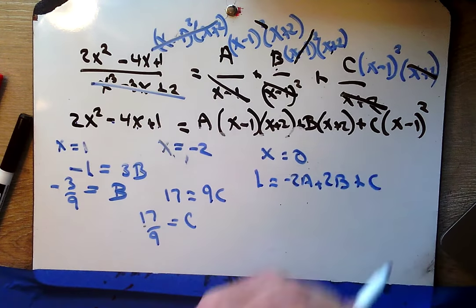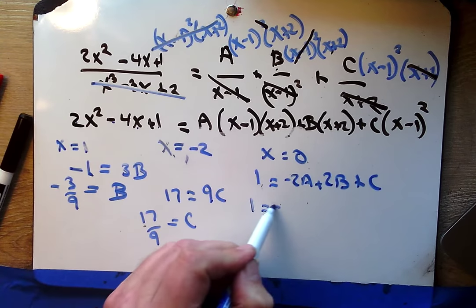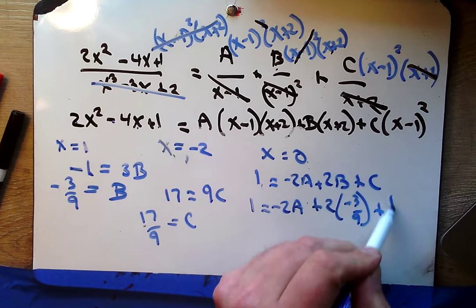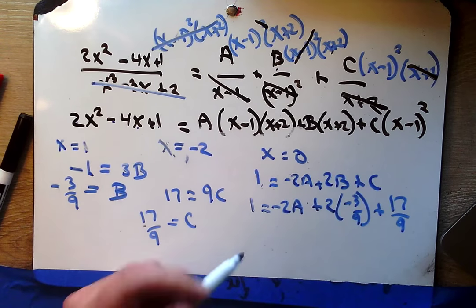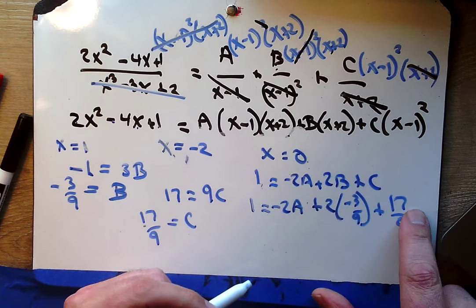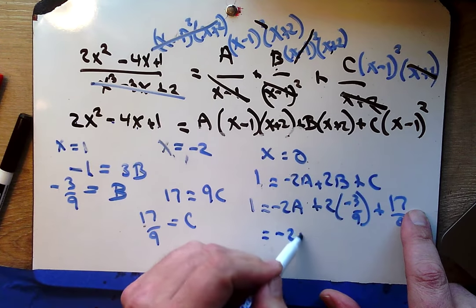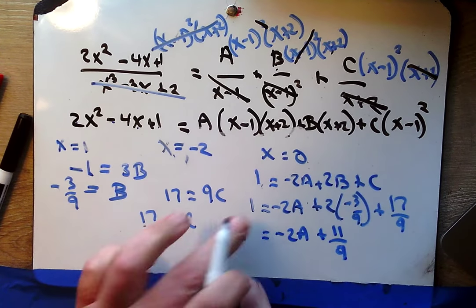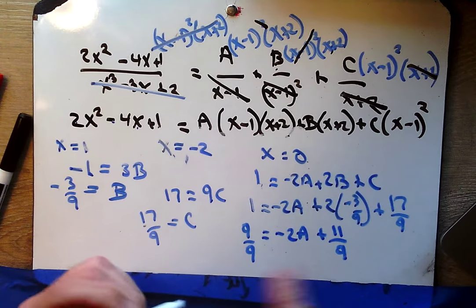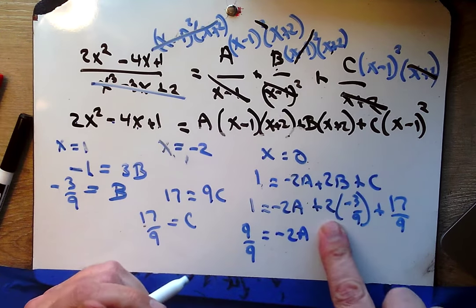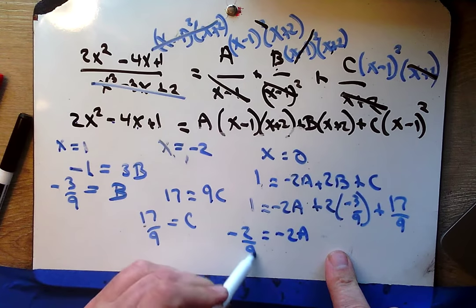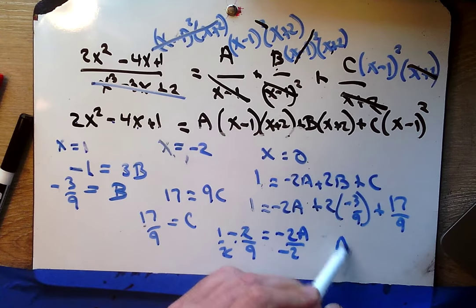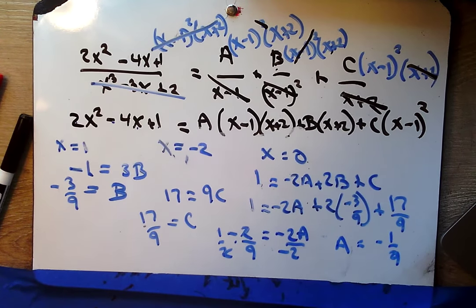All right, and we know what B and C are, so 1 equals negative 2A plus 2 times negative 3 ninths plus 17 ninths. That's going to be minus 6 ninths plus 17 ninths, which is 11 ninths. So 11 ninths minus 2A equals 1, and 1 is 9 ninths. If I subtract 11 ninths from both sides, I'm now going to have negative 2 ninths. If I divide both sides by negative 2, I find that A is negative 1/9.